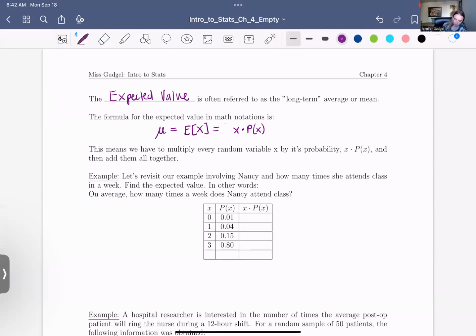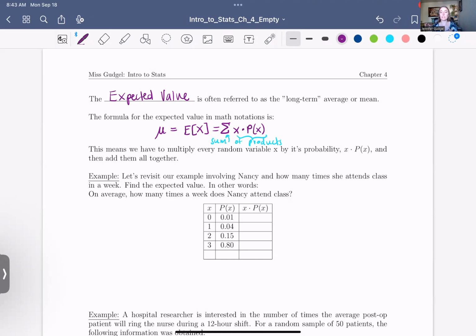In math notation, we use a capital sigma to denote that we are going to add all of these values together. Technically there should be some indexes on this sigma, but I'm not going to write them. I'm going to try to keep this looking as simple as possible. So we're going to multiply all the x's times p of x's, and then add them all together. The sum of the products. Multiply them all, add them together. Let's look at an example.